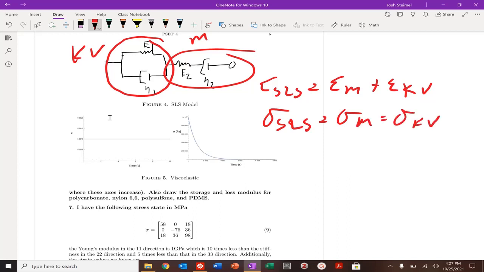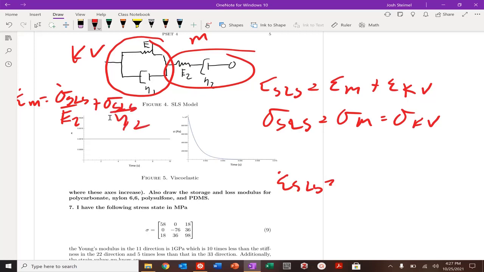How do I write the strain in my Maxwell? Well, I could do the strain rate of my SLS is equal to the strain rate of my Maxwell. We have that previously, and that's just going to be equal to the stress of my Maxwell, which is equal to the stress of the SLS, over my E2, and then plus the stress in my Maxwell, which is equal to the stress in the SLS, over eta 2. So I've got that. That's the strain rate of my Maxwell.